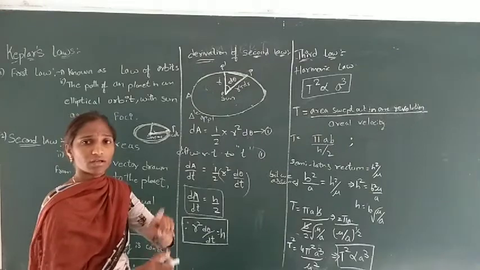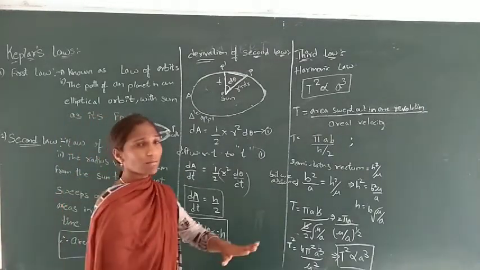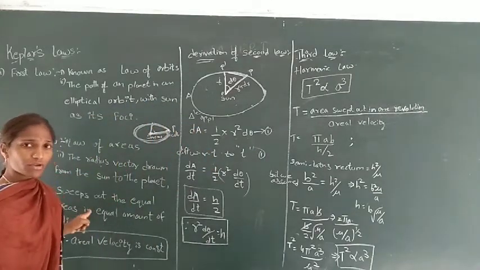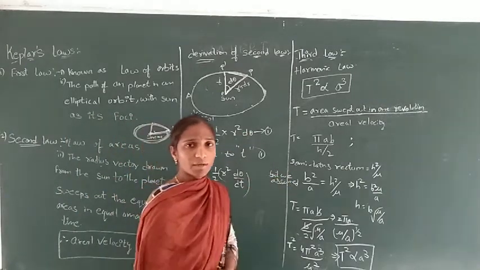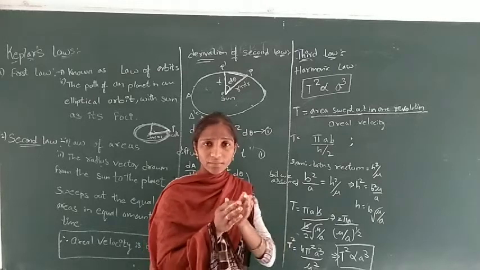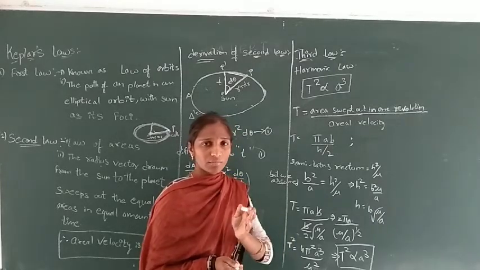This law is explained in Kepler's second law. Now moving to the third law. Kepler's first law is the law of orbits, and the second law is the law of areas. The third law is known as the harmonic law, which explains the time period of the planet.